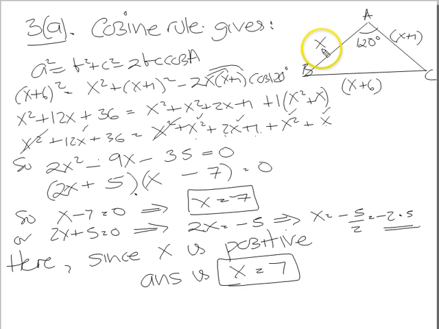So it would be 7, that would be 7, this would be 8, and this would be 13, wouldn't it? 7, 8, and 13 with the 120 angle there. Good. So that's 3 part A done then. Great. Let's move on to the next part of the question.